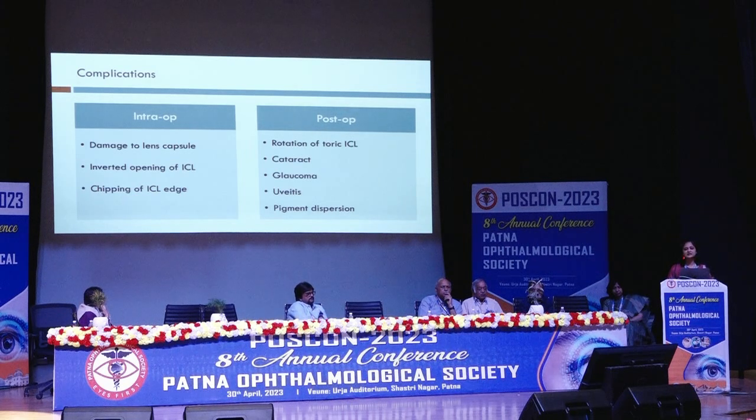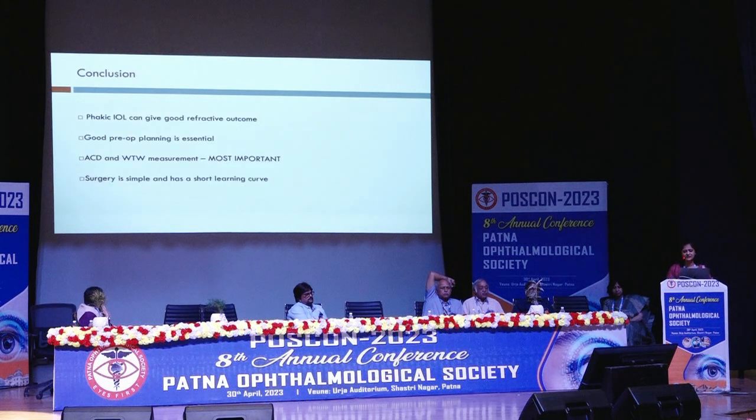Post-operative, in toric ICLs, rotation of ICL can happen sometimes. That is mostly if your sizing of the ICL is not right. So whenever you have a rotation of toric ICL, first thing is to go back and look at the white to white and AC depth calculation and the data that you have sent to the company. Other than that, cataract, glaucoma, uveitis and pigment dispersion are the other complications, although they are seen very rarely.